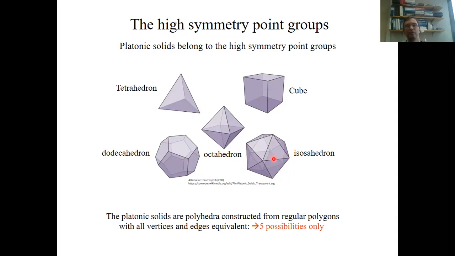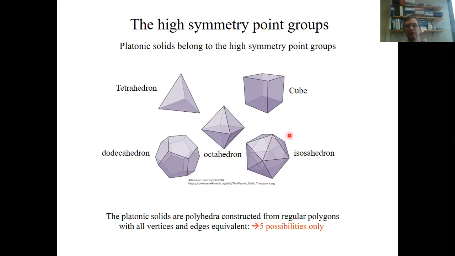Okay? So the tetrahedron, the octahedron, and the icosahedron are made from triangular faces. The tetrahedron, as the name says, has 4 triangular faces. The octahedron has 8 triangular faces, and the icosahedron has overall 20 triangular faces, hence the name icosa, which is the Greek prefix for 20.